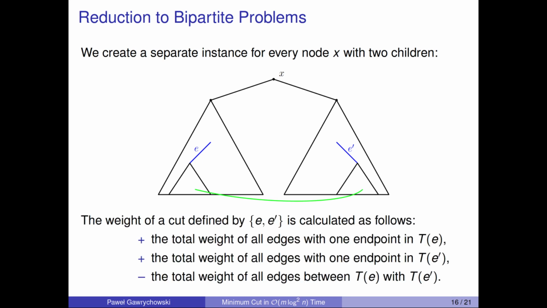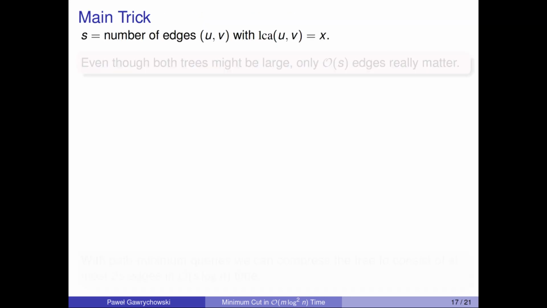So it's the total weight of all edges with one endpoint in the subtree of E plus the total weight of all edges with one endpoint in the subtree of E prime. And now we have to subtract the total weight of all edges connecting the subtree of E with the subtree of E prime. So this is exactly the Bipartite problem. So you can see the connection. However, there is an issue here. We have very few instances, 1 per node of T, but in many of them, we might have large subtrees. So how to deal with that?